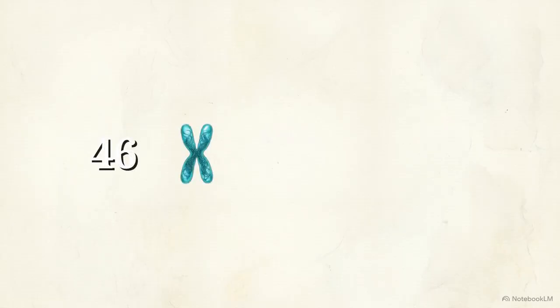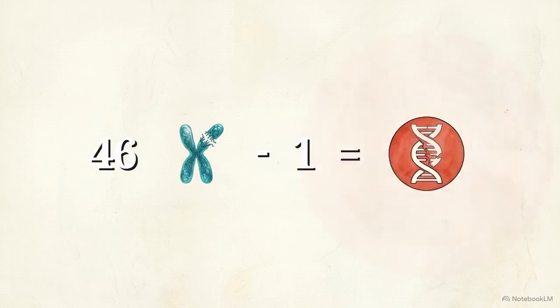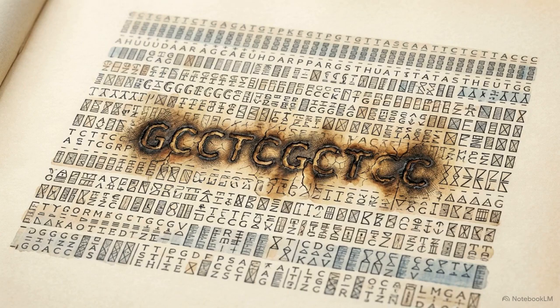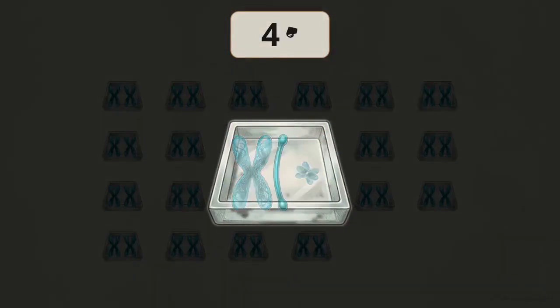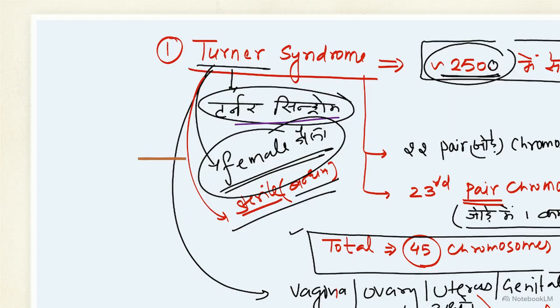Any alteration to this blueprint, whether a change in the total number or a structural defect, results in chromosomal syndromes. These are incurable conditions written directly into the body's code. If the 23rd pair is missing one of its X chromosomes, the total count drops to 45. These notes detail the result, Turner syndrome.